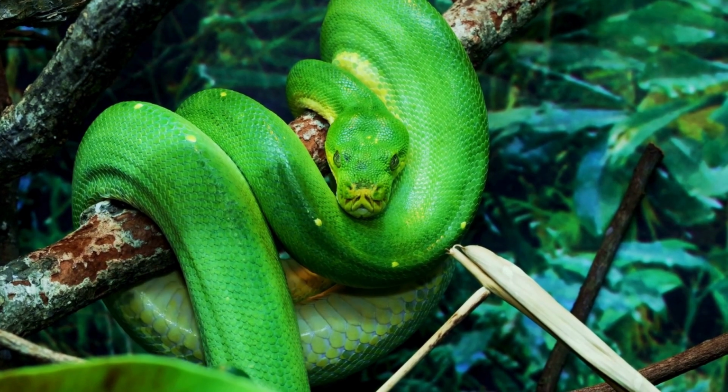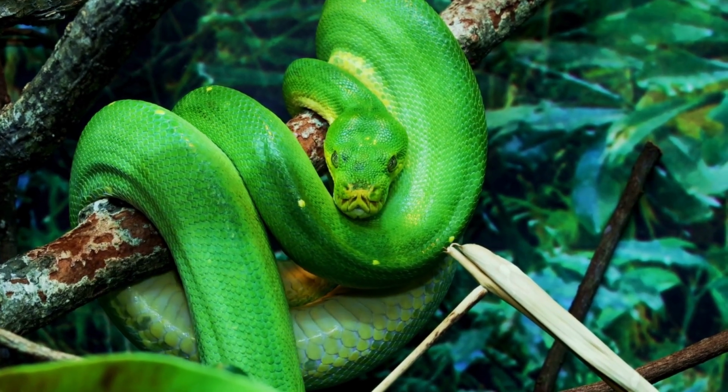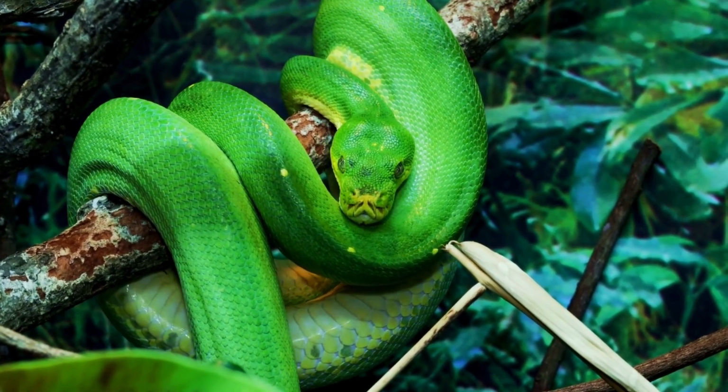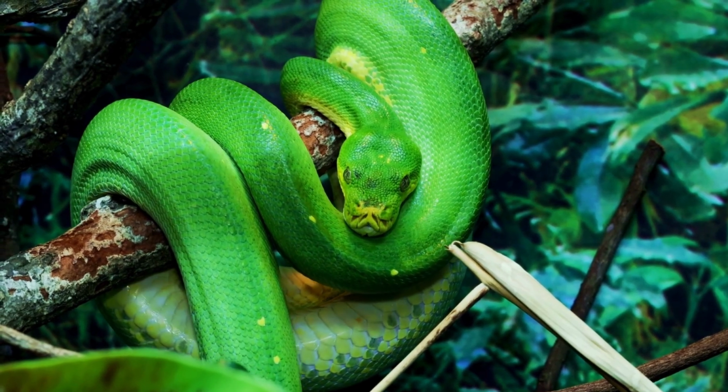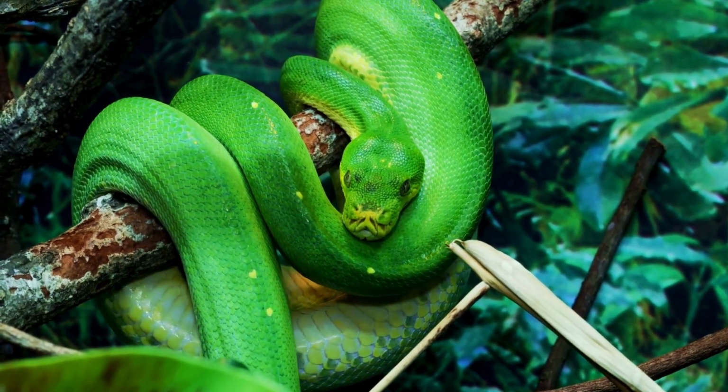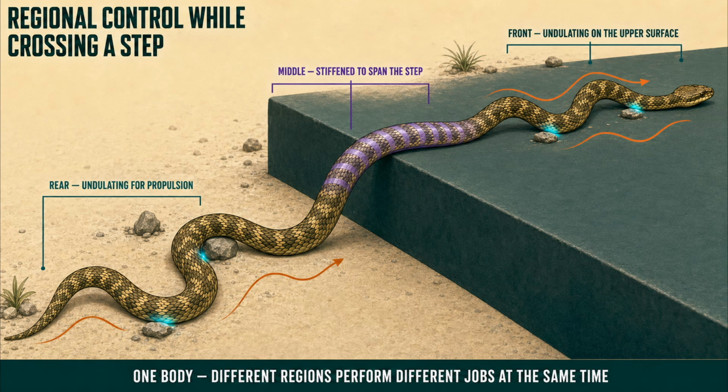These categories are useful, but real snake movement is not limited to 4 rigid settings. A snake crossing uneven terrain can assign different jobs to different portions of its body. When climbing a large step, the lower body may undulate for propulsion, the middle may stiffen and bridge the vertical face, and the front may begin undulating again after reaching the upper surface.